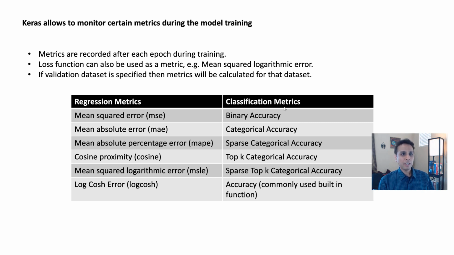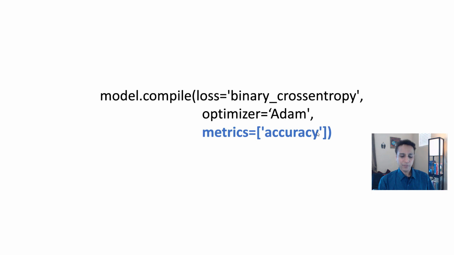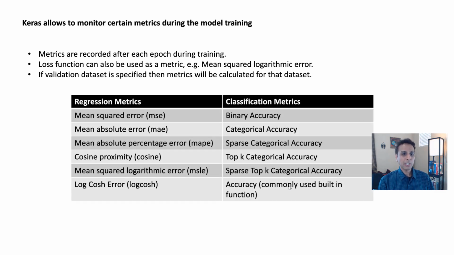Now classification metrics, I didn't put anything in the parenthesis because that would make the font very small, but think of binary accuracy. The way you define that in your model.compile is just binary underscore accuracy, all lowercase. So binary, categorical accuracy, sparse, and so on. And to be frank with you, most of the time I have defined it just by typing accuracy, just like I did right here. This is a built-in function that's commonly used in Keras especially.